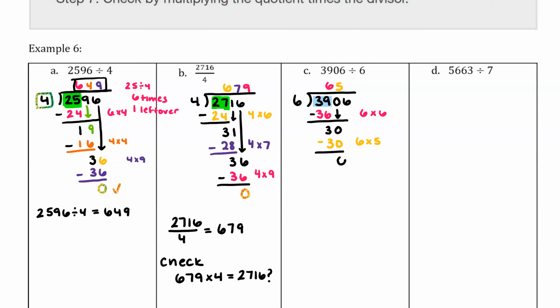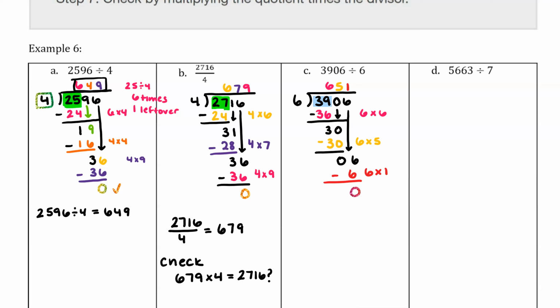So when I do this subtraction, I get 0. But I still have another digit, so I have to keep going. I'm going to bring the 6 down. So now what number do I multiply by 6 to get close to 6? Well, 6 times 1 will get me exactly to 6. So 1 is going to go upstairs, 6 is going to go downstairs for subtraction, and when I do the subtraction, 6 minus 6, I get 0.